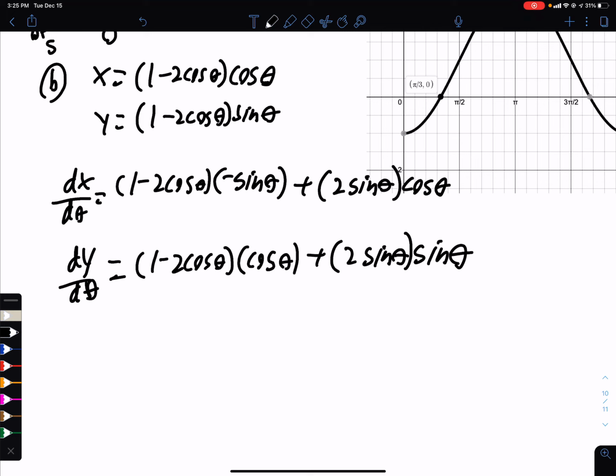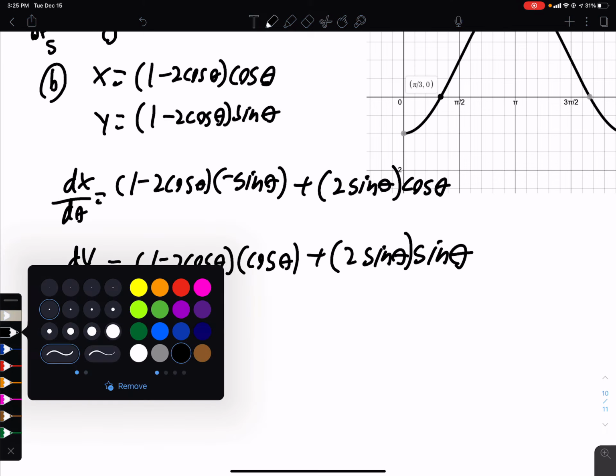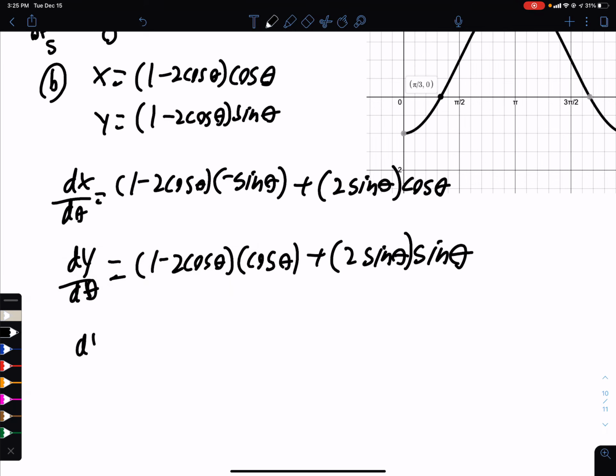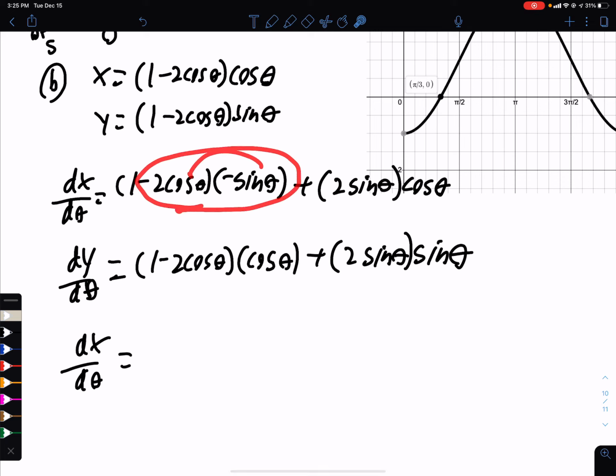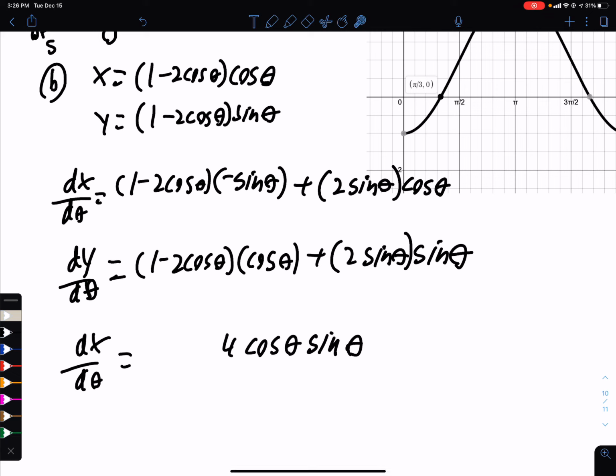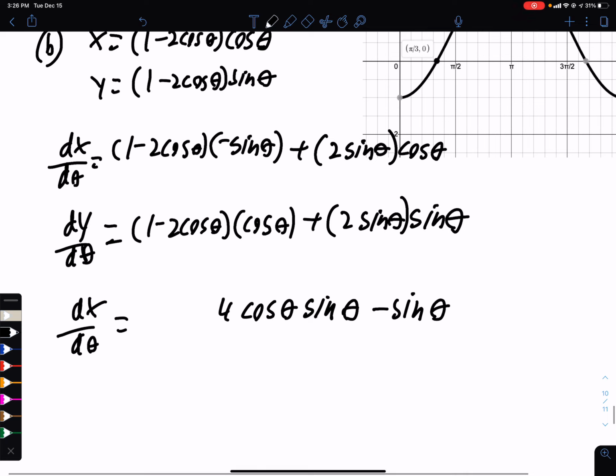Now these will simplify a bit. So let me do some simplification. When I multiply these two, I'm going to get positive 2 cosine sine. And there's 2 cosine sine. So that's going to be 4 cosine sine. And then that times that gets me minus sine theta. So that would be dx d theta simplified.